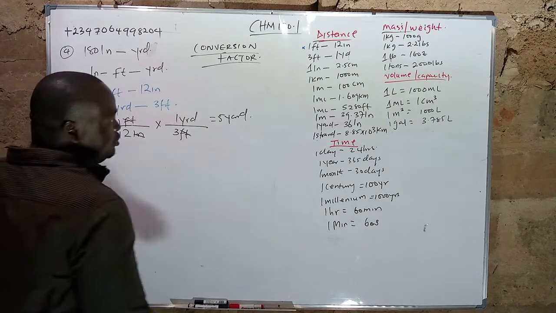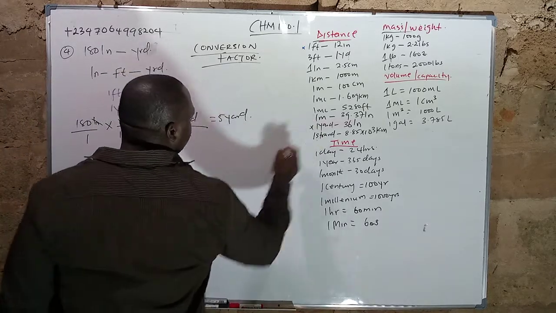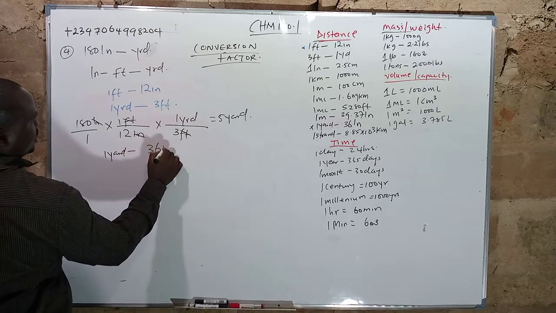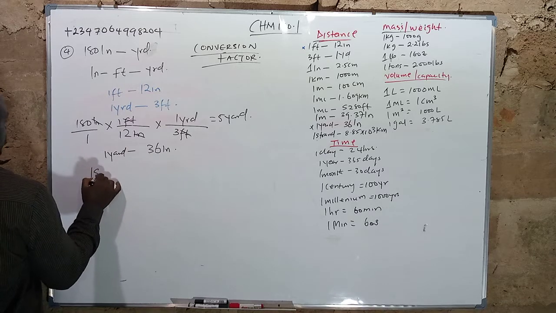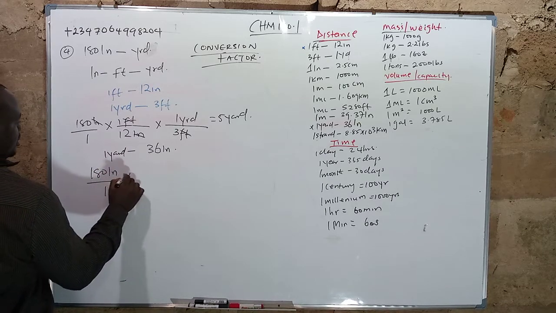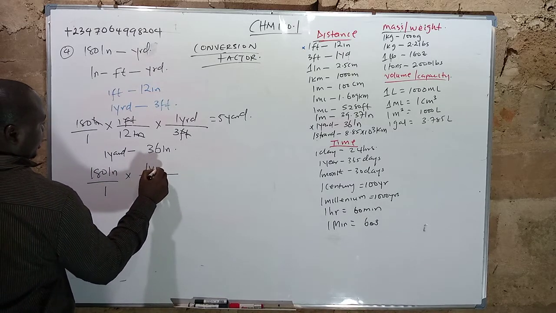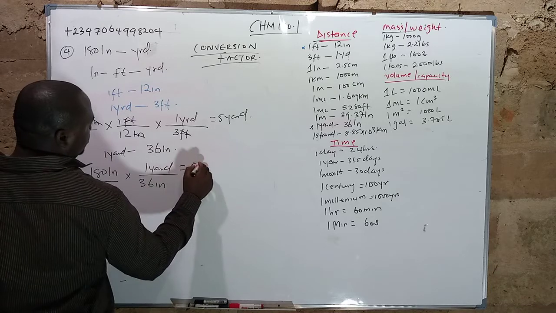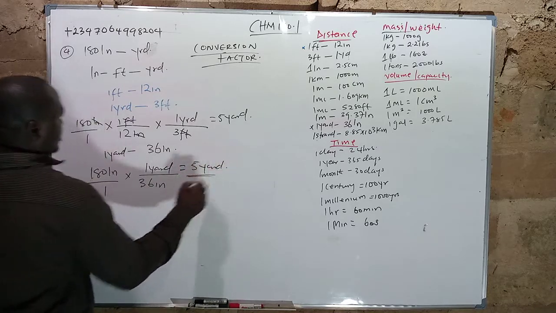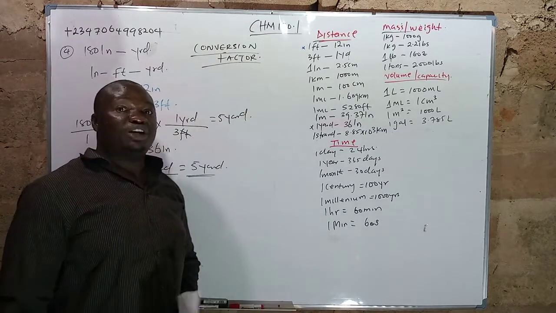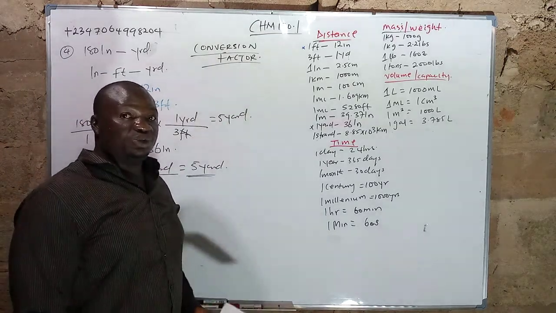But from here, if you want to use one-step conversion, look at it. 1 yard is equivalent to 36 inch. And so you have 180 inch all over 1 times, this is 1 yard over 36 inches. And this will give you 5 yards immediately. So I wanted to teach you how to do two-step conversion and one-step conversion so that you're very conversant with it. Because there will be questions I'll give you where you will not see a one-step conversion. You have to use two-step conversion factor to solve it.